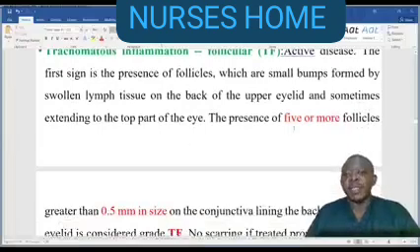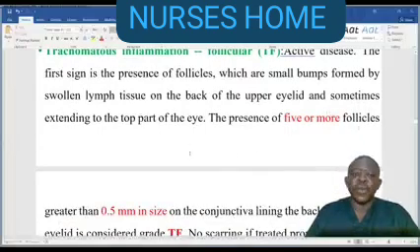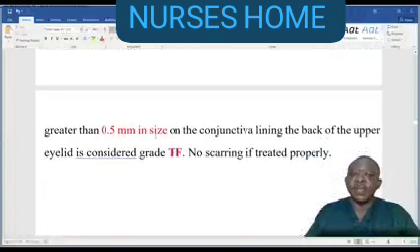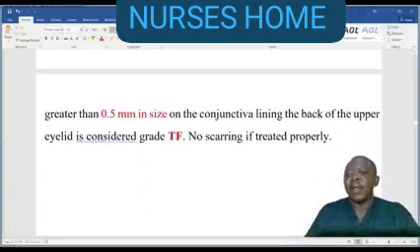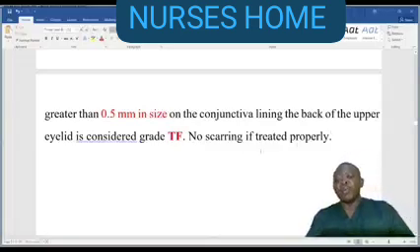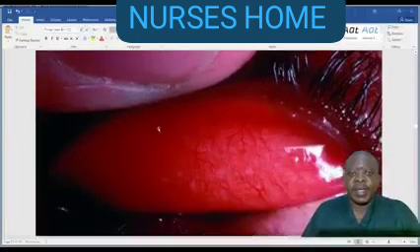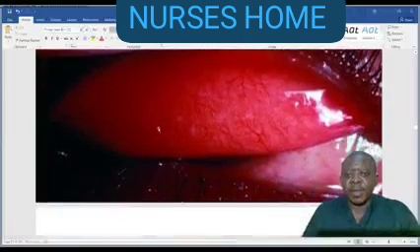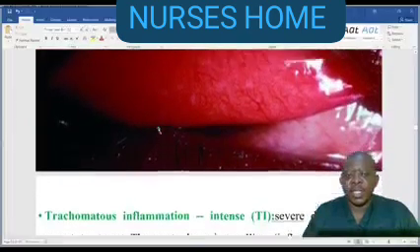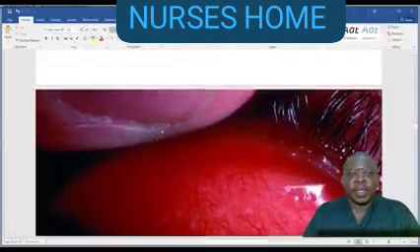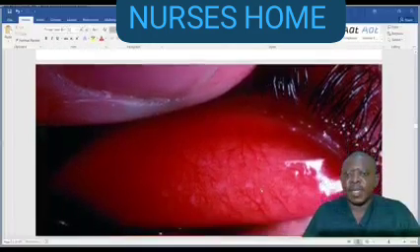So the presence of 5 or more follicles greater than 0.5 on the conjunctiva lining of the back of the upper eyelid is what is considered grade TF, or trachomatous folliculitis. No scarring, if treated properly, may be seen. Okay, so here is just a diagrammatic presentation of a TF stage. There are some follicles that have been formed here.